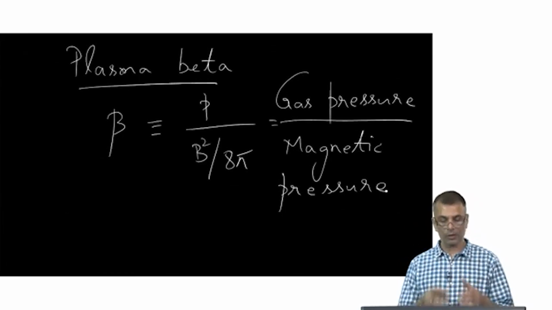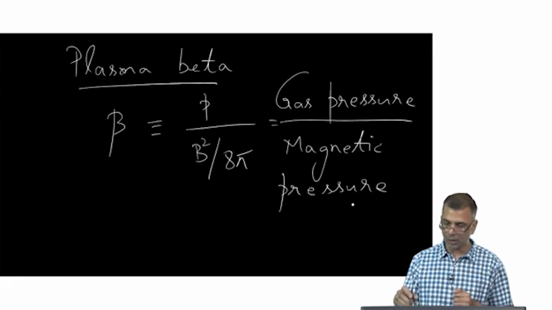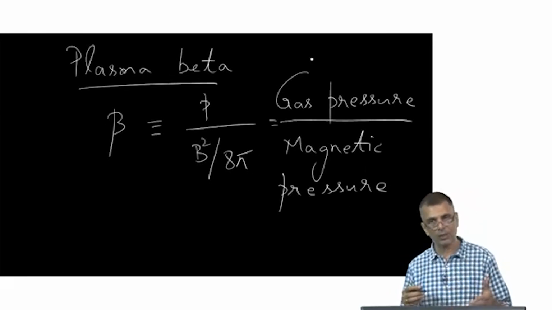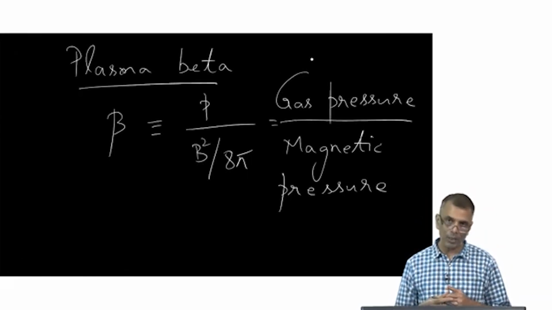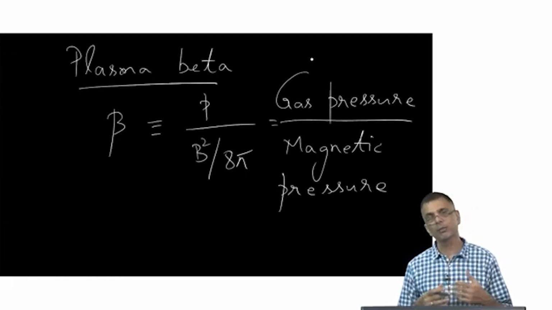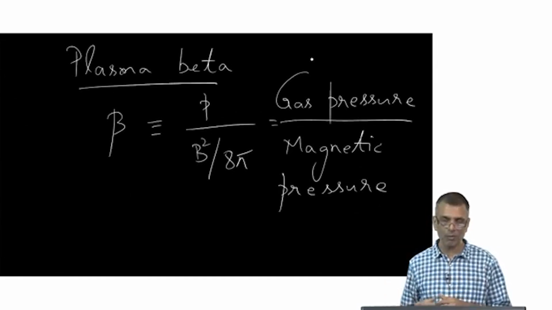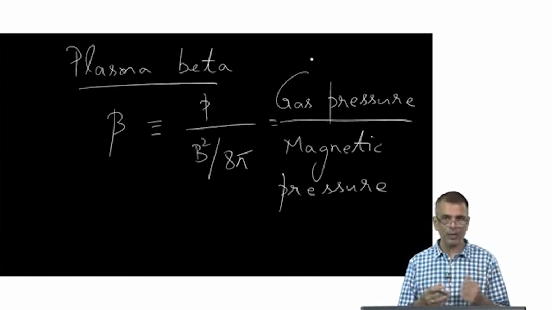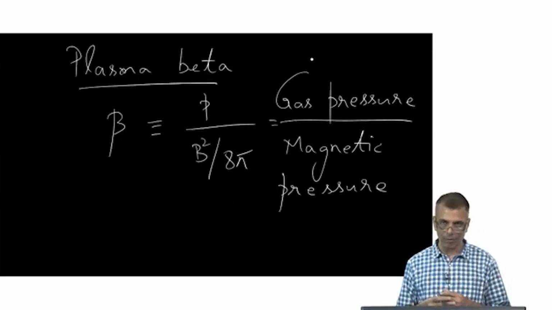Obviously, when the plasma beta is low, it means the magnetic pressure dominates over gas pressure. In other words, the dynamics of the fluid will be predominantly governed by the effects of the magnetic field. Okay, what do I really mean by magnetic pressure? Roughly speaking, magnetic field lines behave like rubber bands. A rubber band is a very good analogy for a magnetic field line.